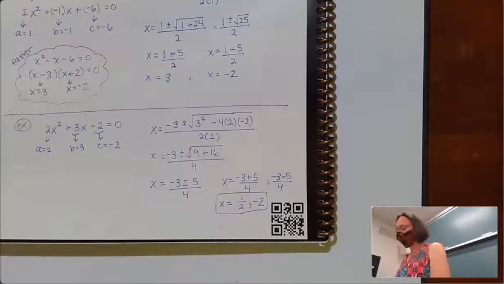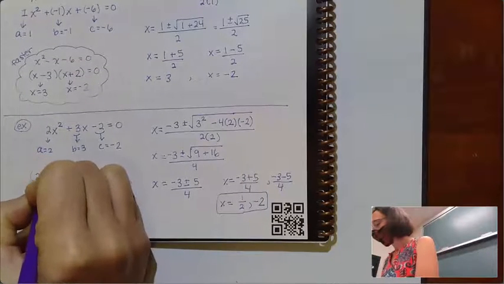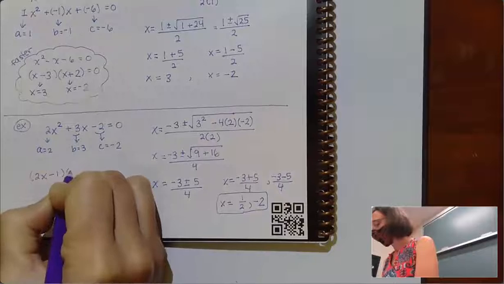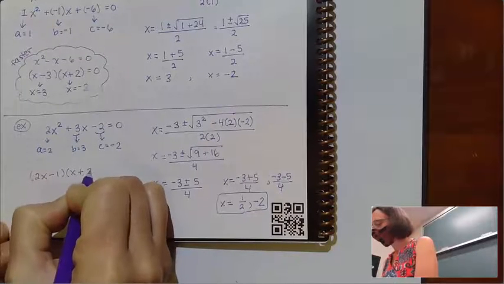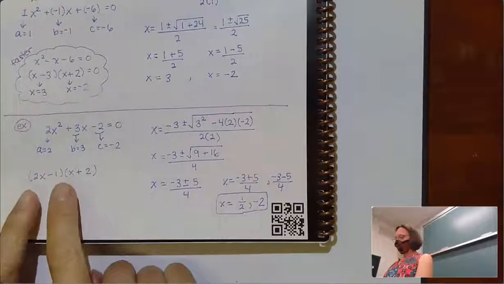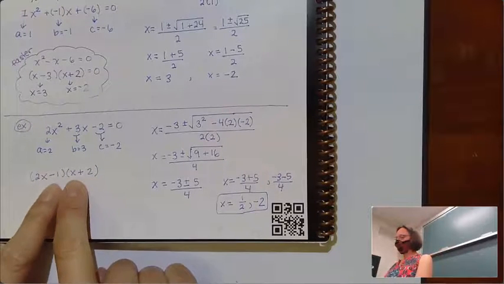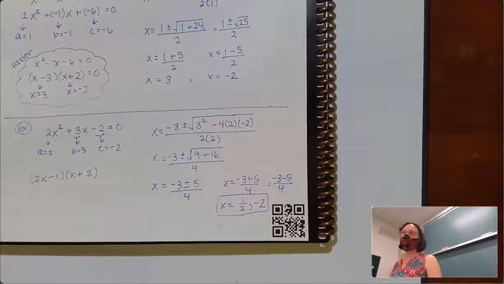I bet that means that this thing factors as 2x minus 1 times x plus 2. 2x squared, positive 4x, -x, -2. Yep.